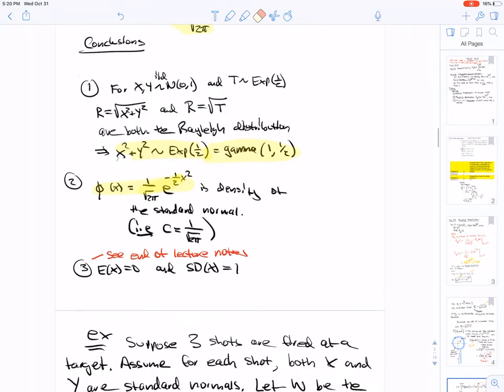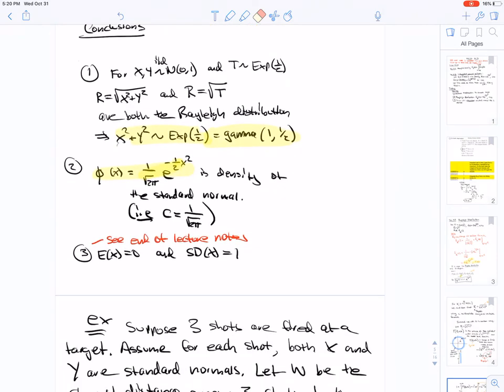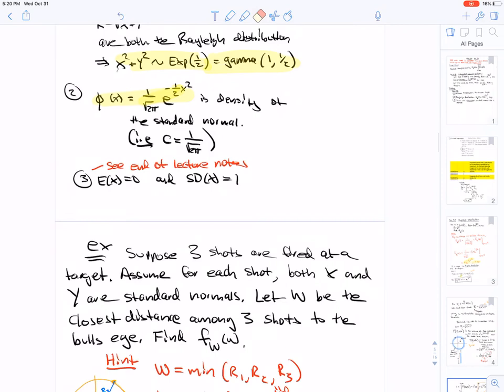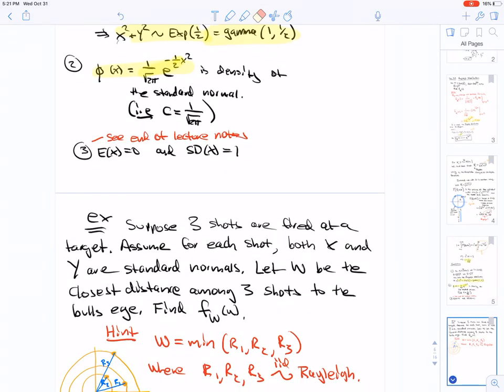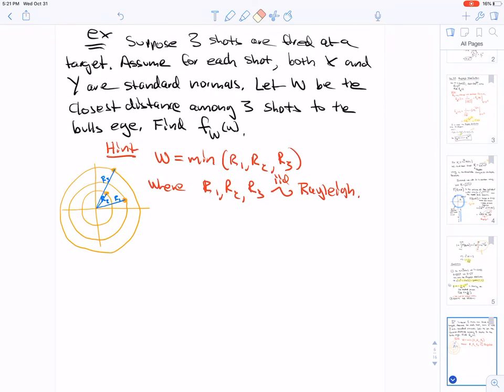Secondly, we learn what c is, right? We learn that c is 1 over square root of 2 pi. So now we have actually proven that the density of the standard normal is what's shown here. And then actually it's easy to show also that the expectation of X is 0 and the SD of X is 1. Very easy. I just included it at the end of the notes, so you can take a look at that.